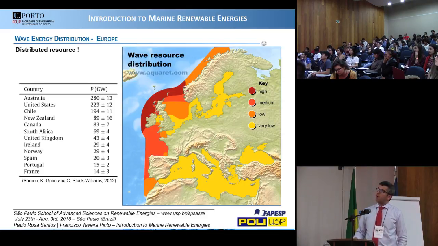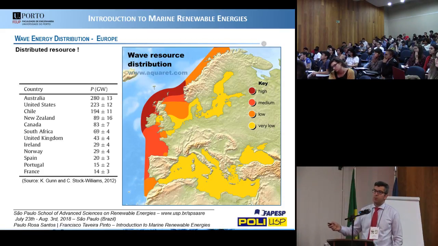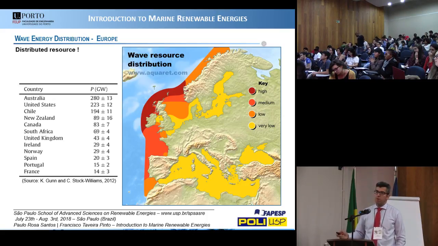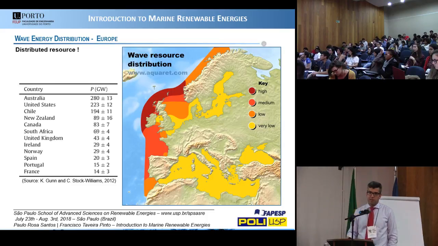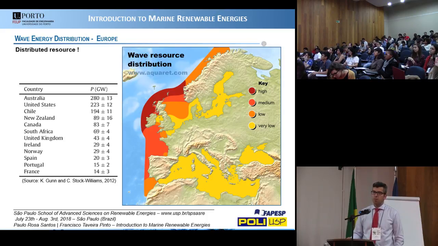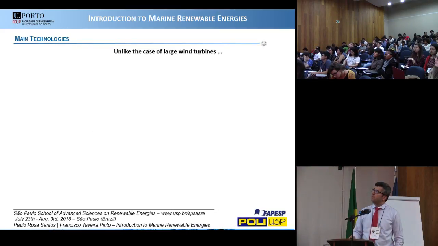Here you can have a more clear perspective on Europe. So Portugal has, let's say, a medium resource. It's high, but it's not so high as in this part of Europe, so in Ireland and Scotland. Okay, but there are, you know, in Europe, some areas with a very low wave energy resource. The Mediterranean is not a good place, in principle, for this resource. Although there are some projects being developed for that part of Europe. Sometimes it depends on the technology that is used.